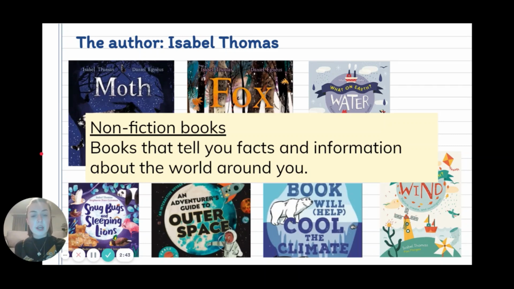A non-fiction book is a book that tells you facts and information about the world all around you. The things in it are true. It is not a made-up story from someone's head. They might have turned it into a story, but everything in it is true.